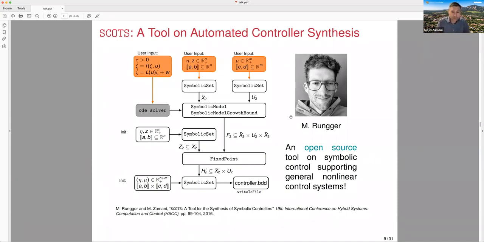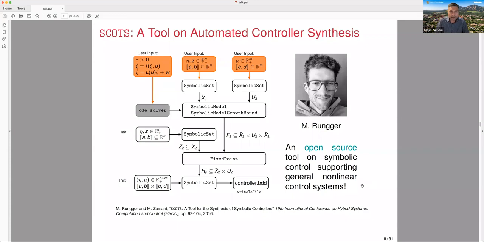properties. Then you provide the quantization parameters for the state and input set, and then you just push a button. SCOTS will construct a discrete abstraction, and will design a controller in the form of a binary decision diagram or sparse matrices. There are different data structures supported by SCOTS. SCOTS has been one of the main tools in the hybrid systems community. Researchers are benchmarking their methods using SCOTS, and they are comparing their methods with our tool SCOTS.